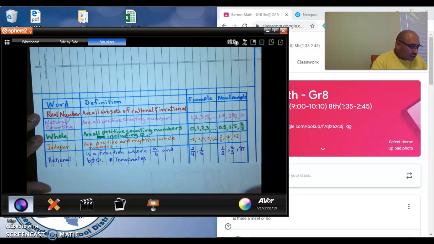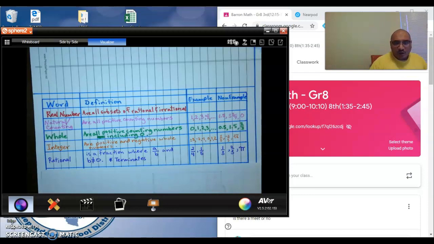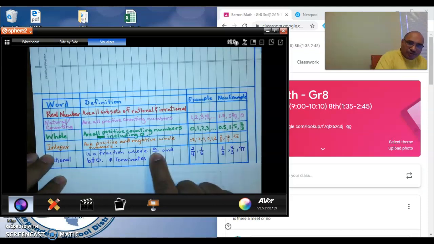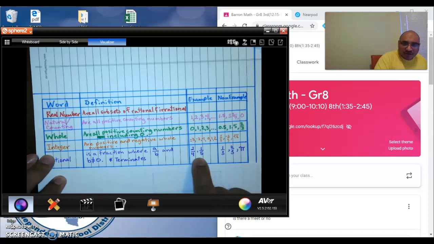Then we get into rational numbers. A rational number is a fraction where a over b and b cannot be 0. Up here, a is your numerator, b is your denominator, and it will terminate. For instance, an example. I have some quick examples of a fraction here. 2/4 can simplify to 1/2. And if I wanted to convert it into the decimal, it'd be 0.5. It terminates. 1/2 is actually 20 cents, which terminates.